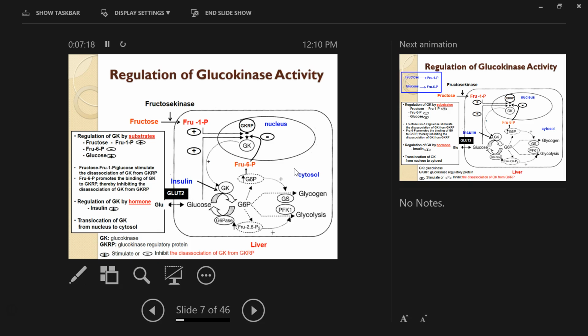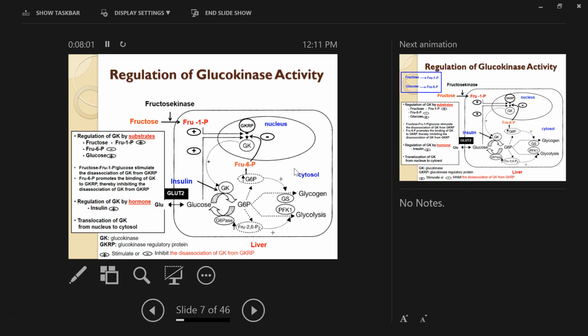And glucose 6-phosphate is a metabolite from the glucose, right? And this substrate basically inhibits the dissociation. So that means it allows the glucokinase to bind more tightly to the regulatory protein. So that will allow the kinase to stay in the nucleus and not release to the cytosol, right? So glucose 6-phosphate basically inhibits the glucokinase activity of that reaction, right? Does that make sense? Okay.